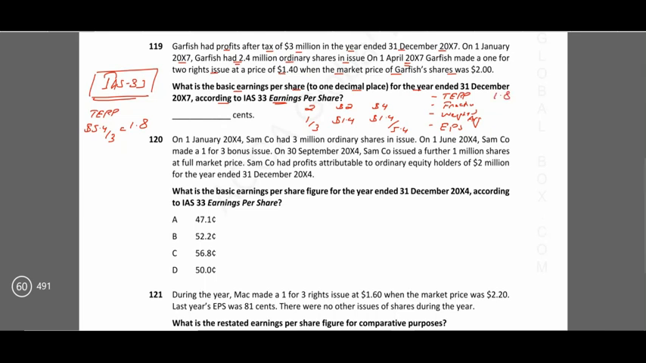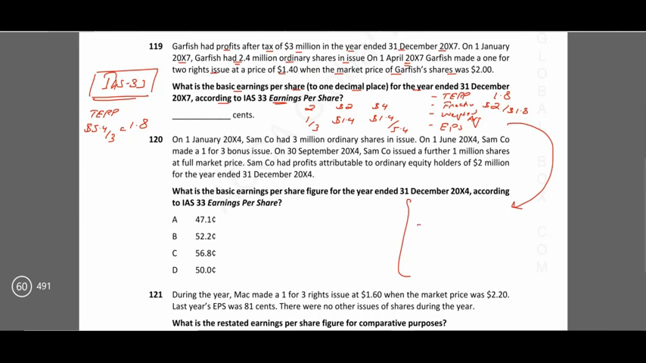Now the second step is the fraction. The formula for the fraction is the price before rights issue, which was $2, divided by the price after rights issue, which is 1.8. So it's 2 divided by 1.8. This is the fraction. Now using this fraction, we are going to calculate the weighted average number of shares. Now how we can do it, just let me do it over here and then I'll show you the answer. So we are continuing this over here.